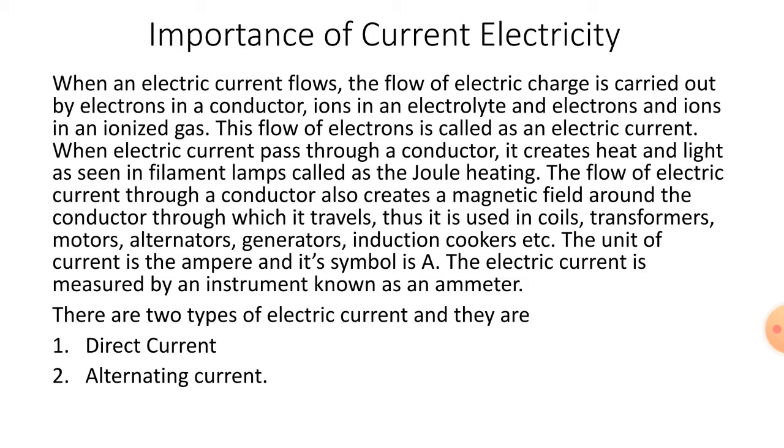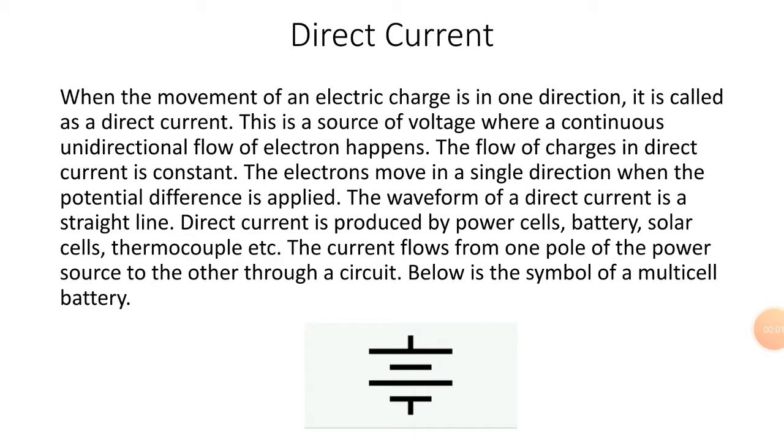There are two types of electric current: direct current and alternating current. Direct current. When the movement of an electric charge is in one direction, it is called direct current. This is a source of voltage where a continuous unidirectional flow of electrons happens. The flow of charges in direct current is constant. The electrons move in a single direction when the potential difference is applied.